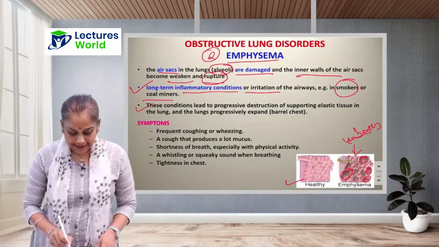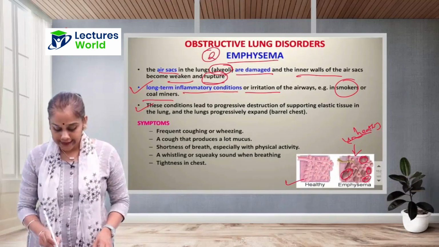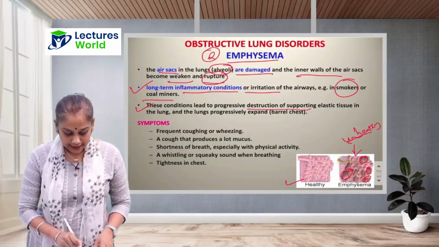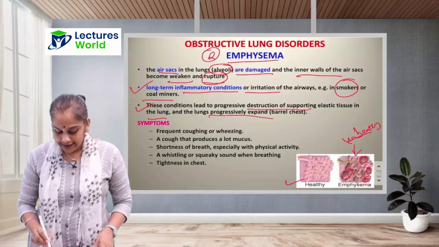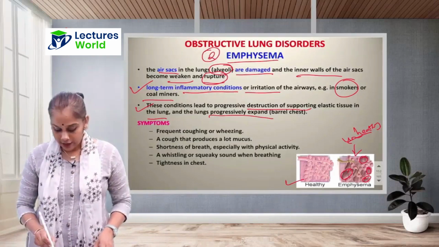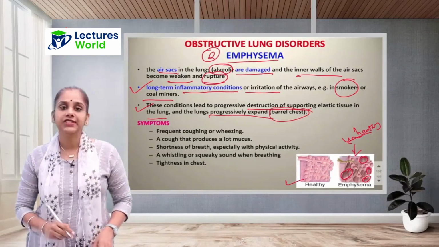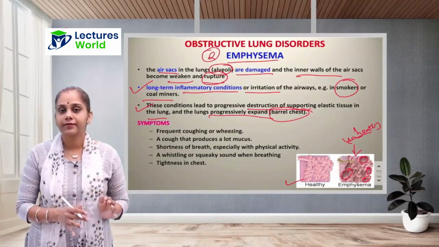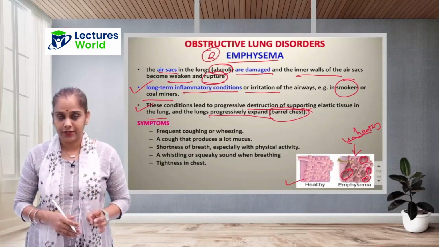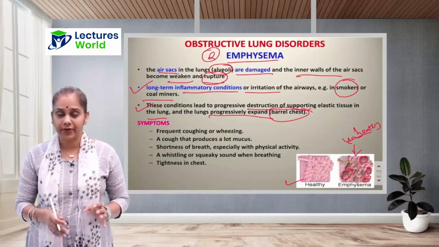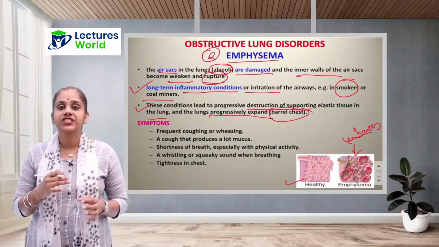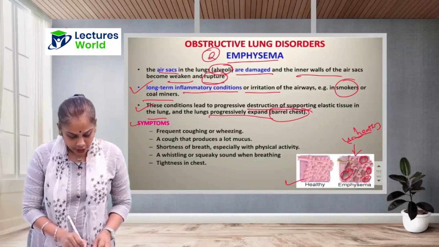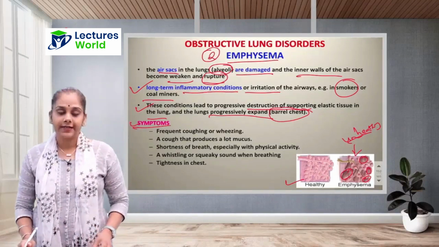These conditions lead to progressive destruction of the supporting elastic tissue in the lung, and the lungs progressively expand. That is known as barrel chest. As compared to the normal shape, the lungs expand and the chest looks like a barrel. Now, which are the symptoms of emphysema?